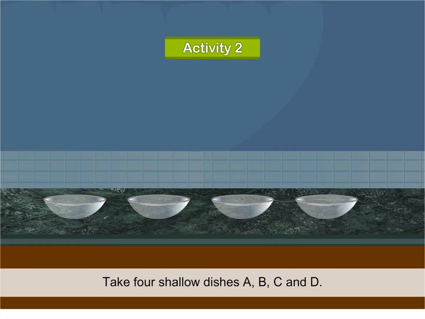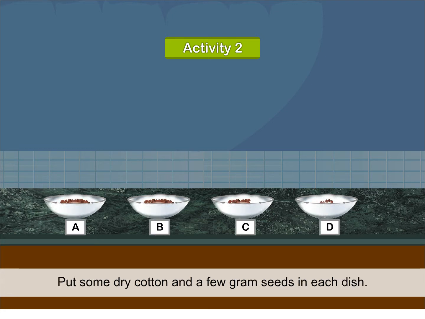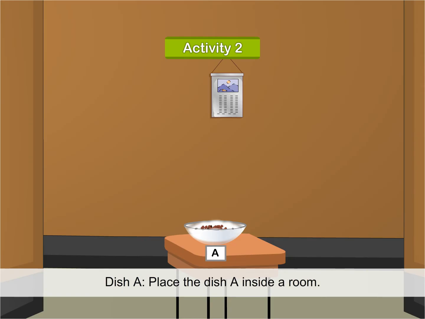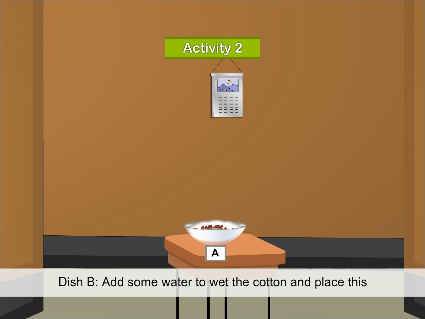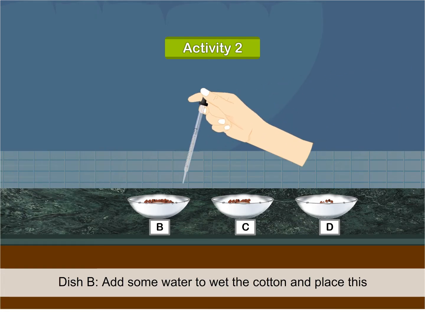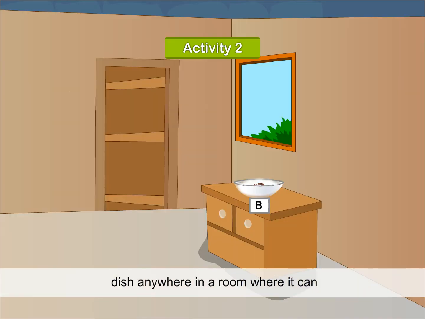Activity 2. Take 4 shallow dishes A, B, C and D. Put some dry cotton and a few gram seeds in each dish. Now do the following steps with each dish. Dish A. Place the dish A inside a room. Dish B. Add some water to wet the cotton and place this dish anywhere in a room where it can get adequate air and warmth, room temperature.